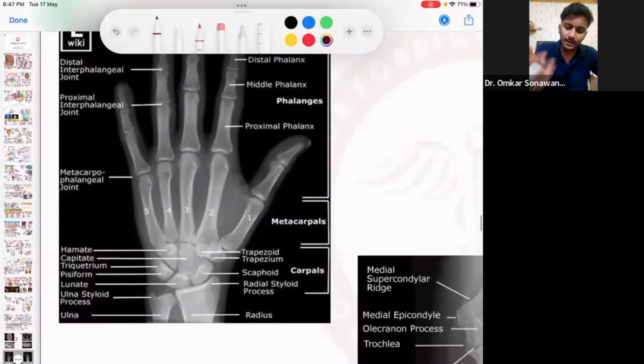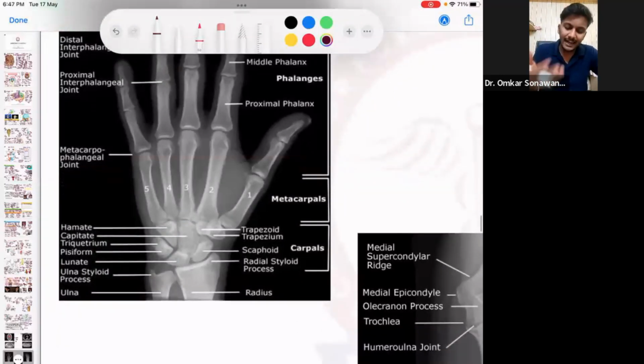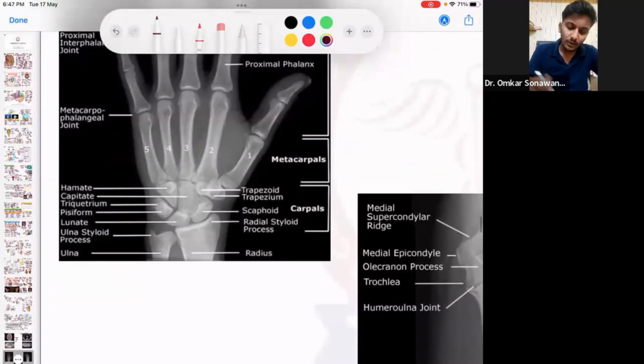So this is the X-ray of your wrist and the hand. Okay, so the larger bone is usually the radius. The smaller one is the ulna, and these are the radial and ulnar styloid processes.